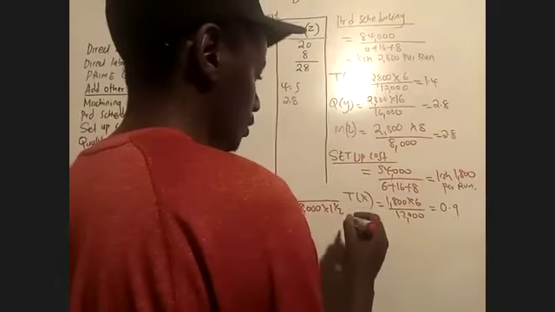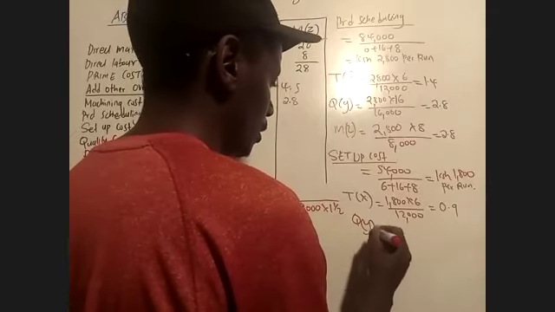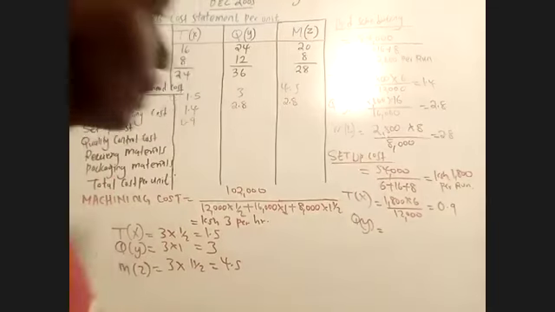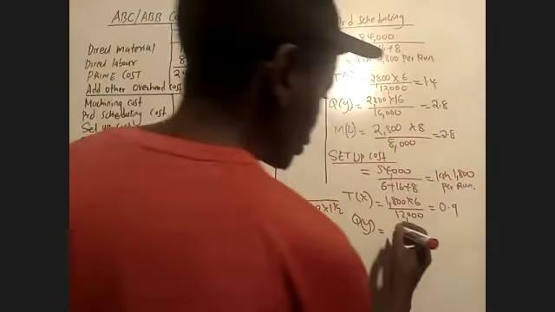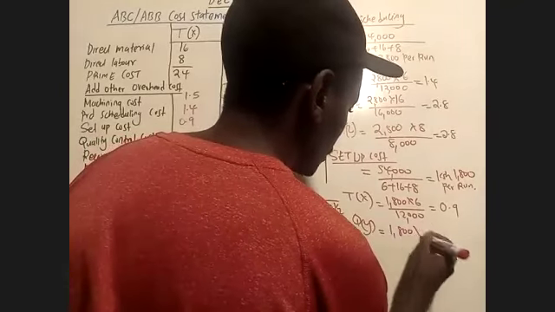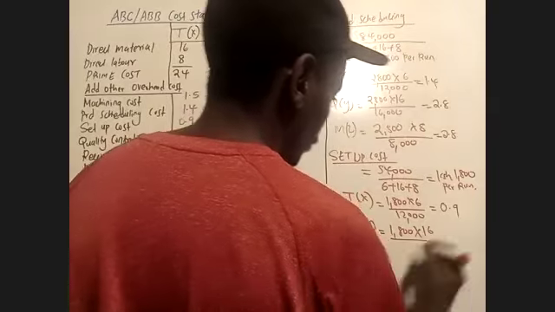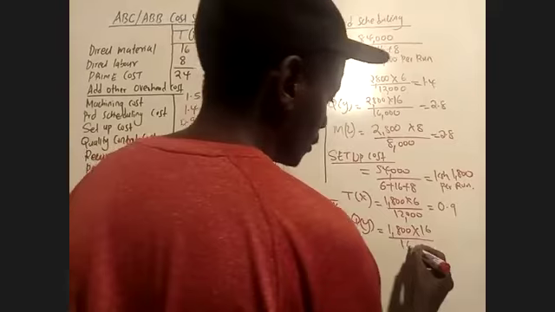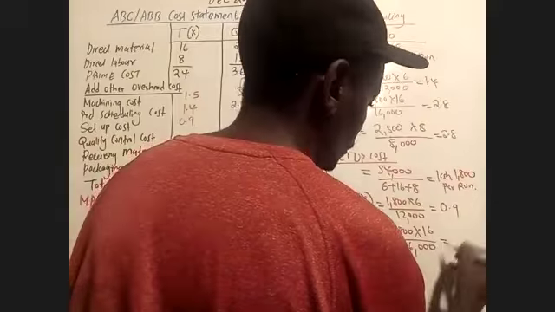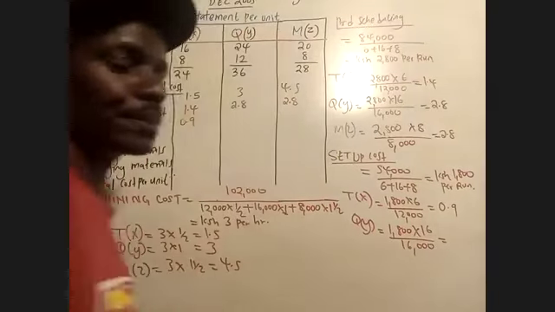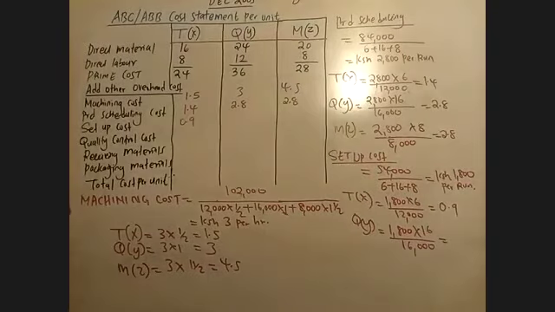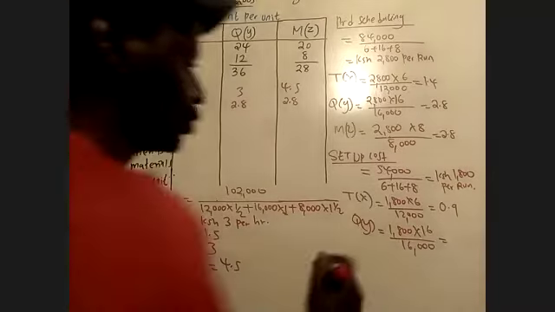Ukienda kwa next, Q na Y, Q or Y, itakuwa ni 1,800 times 16. Divide the number of units, 16,000. Takupea ngapi? So 1,800 times 16 divided by 16,000. Unapatia 1.8.